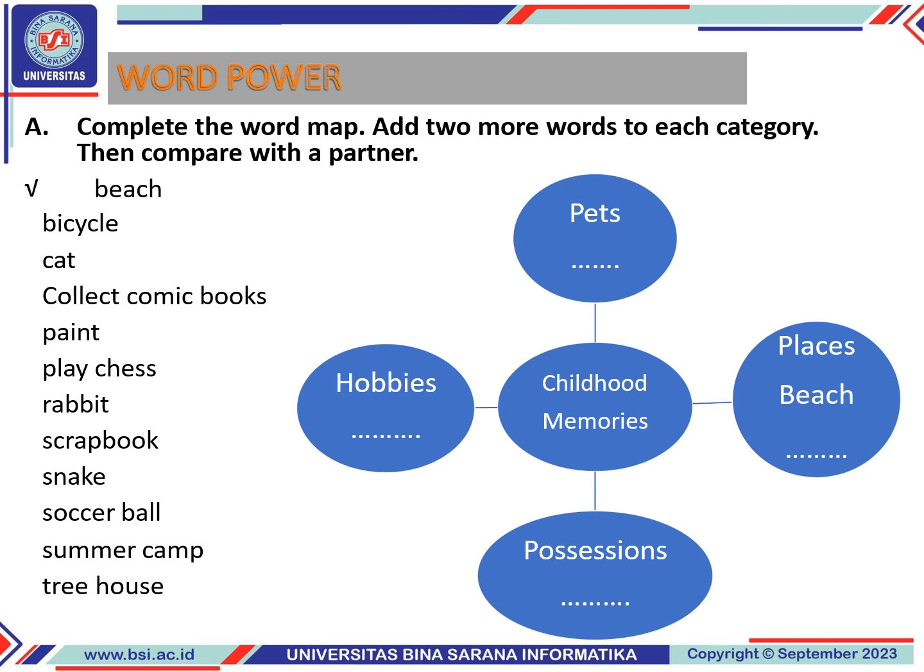What about hobbies? Yes, it can be play chess, collect comics, and then soccer ball. For possessions, I have a bicycle, or I have a scrapbook, or maybe I have a snake.